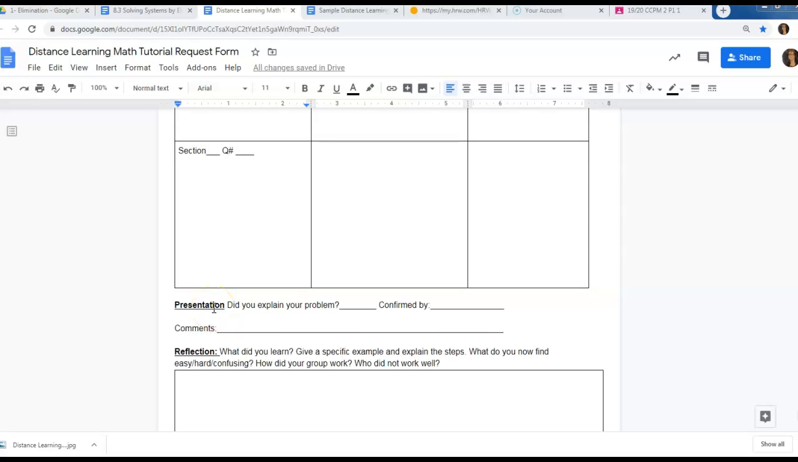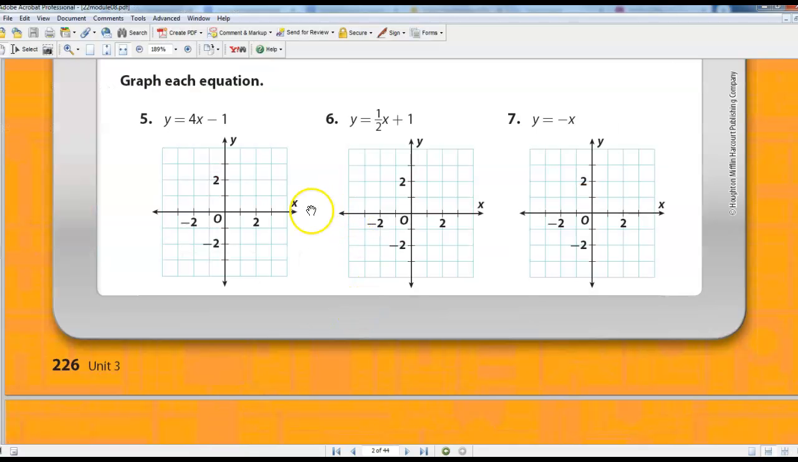This is the second graph that I do for the distance learning math tutorial request form. The question was on graphing. How do you show the work on graphing on the math tutorial? The question that I selected, the second question, was on Module 8, Are You Ready? And now I'm doing number 7. Number 7 is right here: y equals negative x.